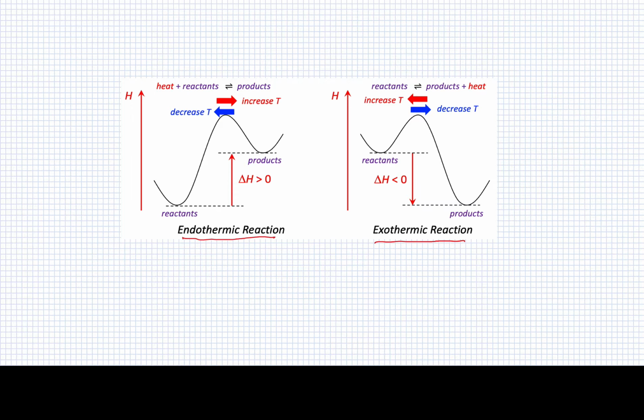So when I look at an endothermic case, what we decided was that when we increase the temperature, we're going to favor something that goes to the right. And when we have an exothermic reaction, which is shown in the second diagram, and we increase the temperature, we're going to have a reaction that favors going to the left. So what's consistent about these?